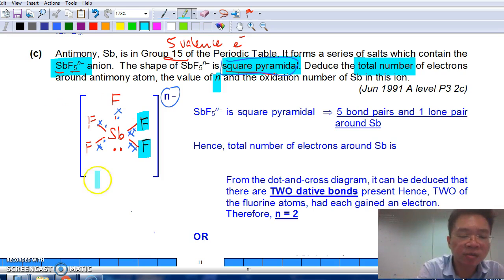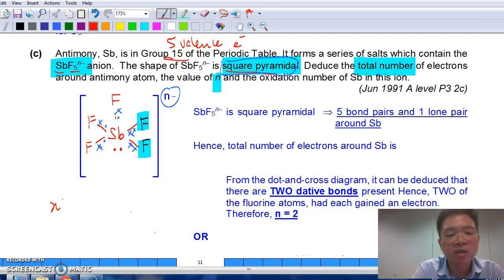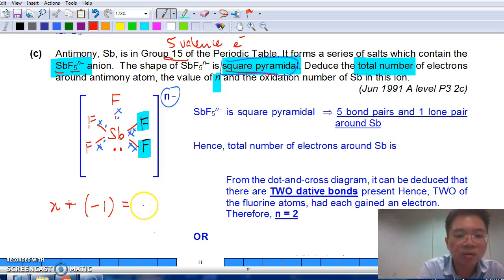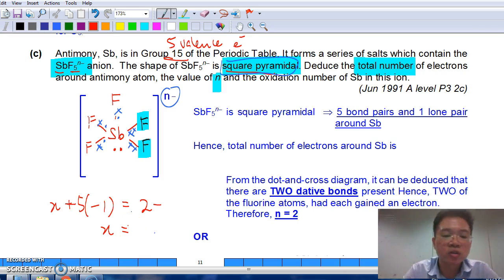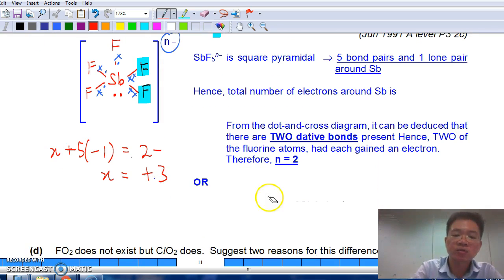And what is the oxidation number of Sb in this structure? Let's do a simple calculation. We use X to represent the oxidation number of Sb, plus the 5 F minus. The whole thing equals 2 minus. Therefore, X equals plus 3. So antimony has an oxidation number of plus 3.